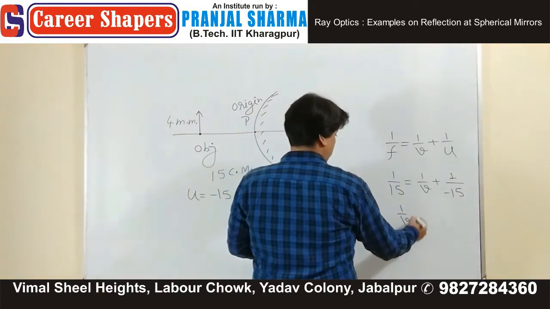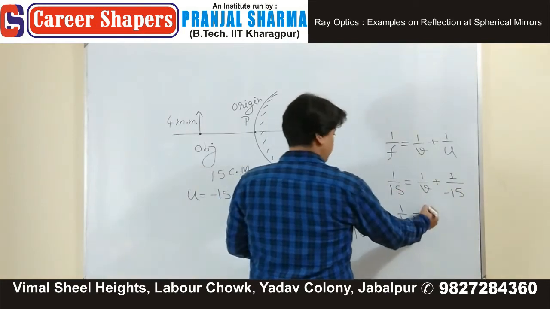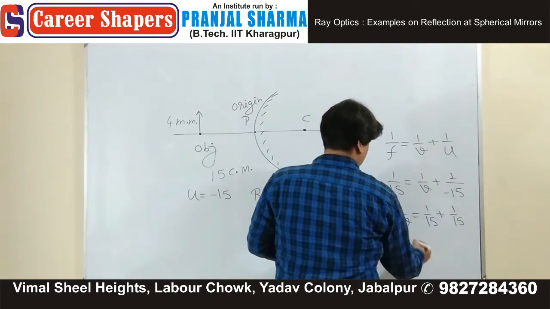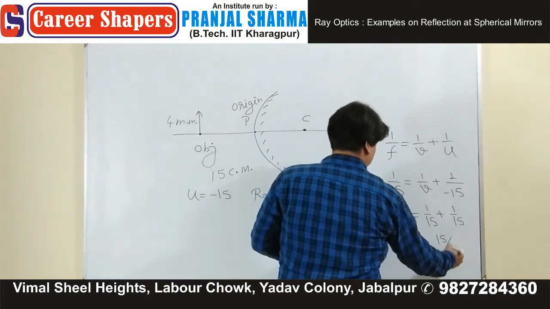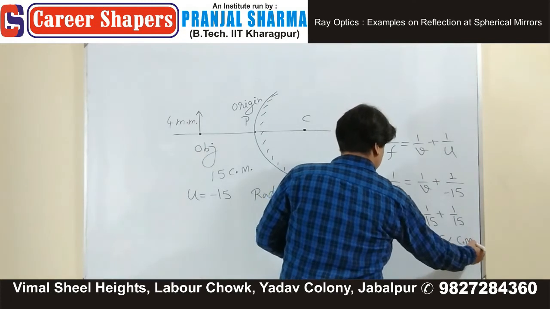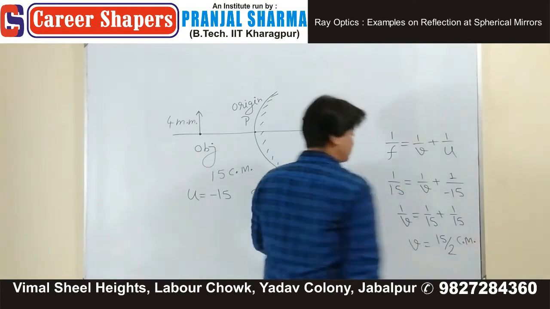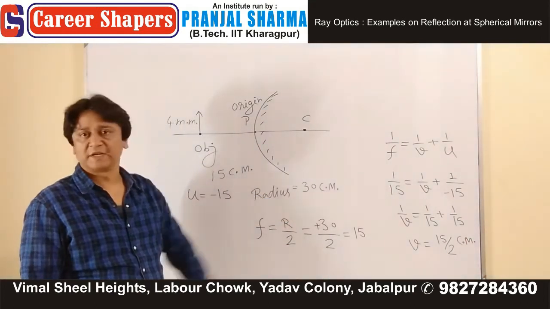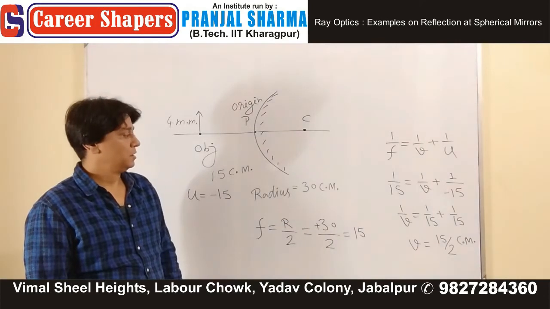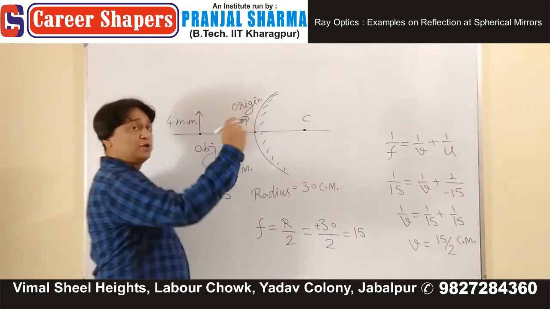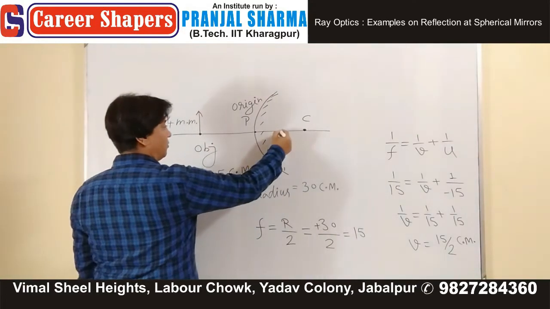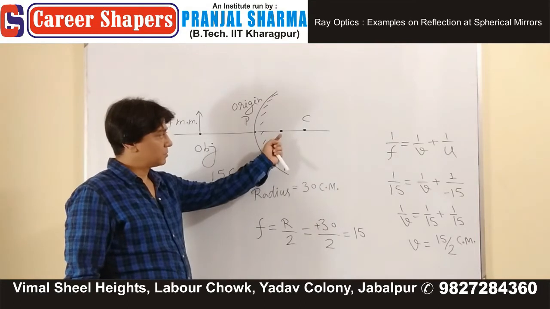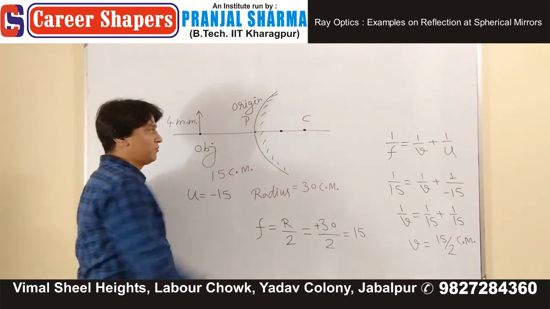That gives us 1 upon v as shifted here, 1 by 15 plus 1 by 15, and your v is coming 15 by 2 centimeter. V is coming positive. That means the image is going to form right at this place. This is the position of the image.